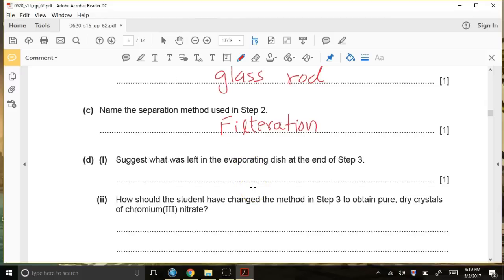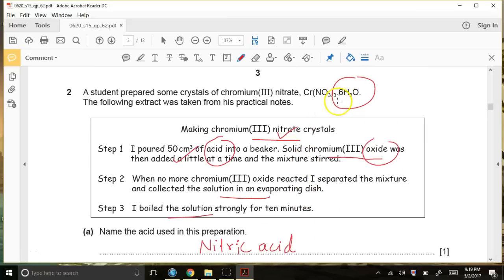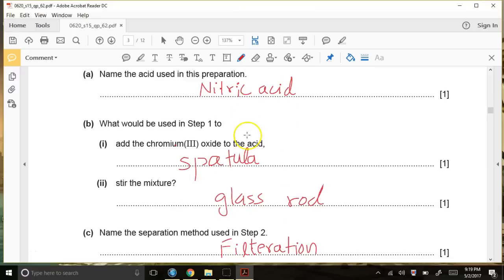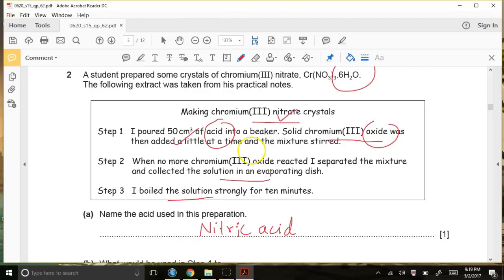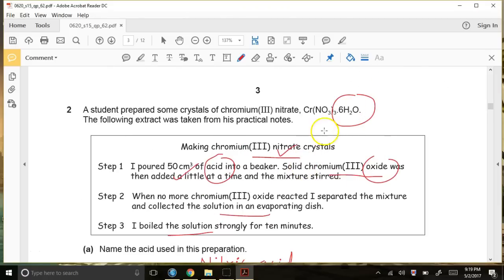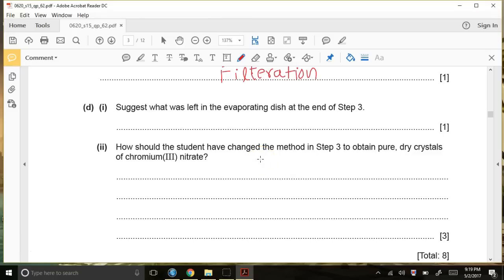Suggest what was left in the evaporating dish at the end of step 3. Well, if you look at step 3, they literally boil the solution strongly for 10 minutes. Now, if you keep doing that, obviously this is not how you will get a crystal, because objective is to get a crystal, so you end up losing all that H2O there. And if you get a salt without the H2O connected with it, you would get what is called as anhydrous version. So this is called a hydrated version there. This is the hydrated version. And the anhydrous version is the one without the H2O. So you end up getting anhydrous chromium 3 nitrate.